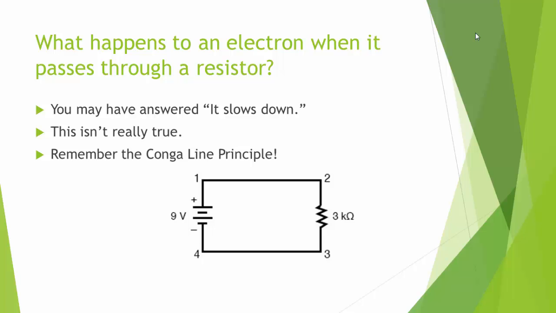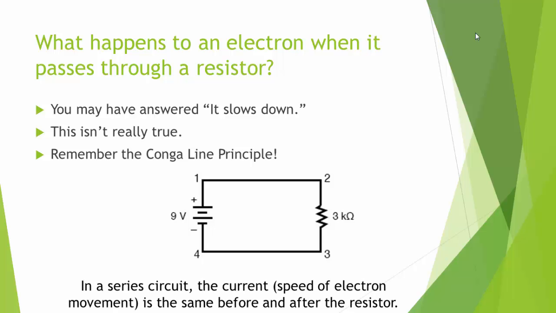And to convince you of this, I'd remind you of the conga line principle, the idea that electrons march through circuits. The current is the same at any node in a series circuit. Don't forget, that's what Kirchhoff's law says. So the current is the same anywhere through there. In a series circuit, the current is the same both before and after the resistor. So if we measure the current through point 2 and the current through point 3, the current will be the same.